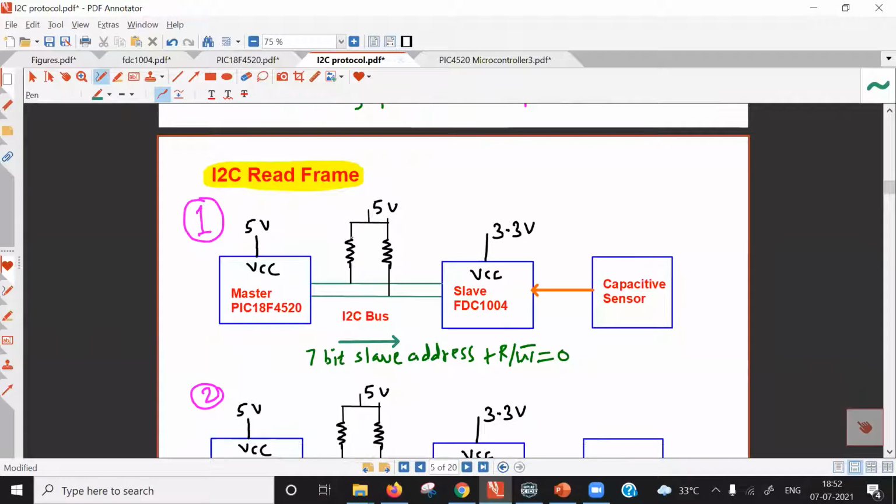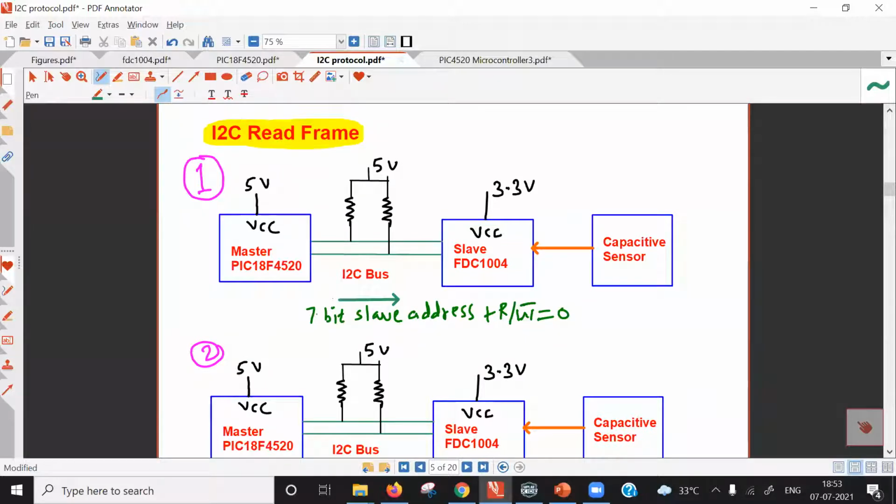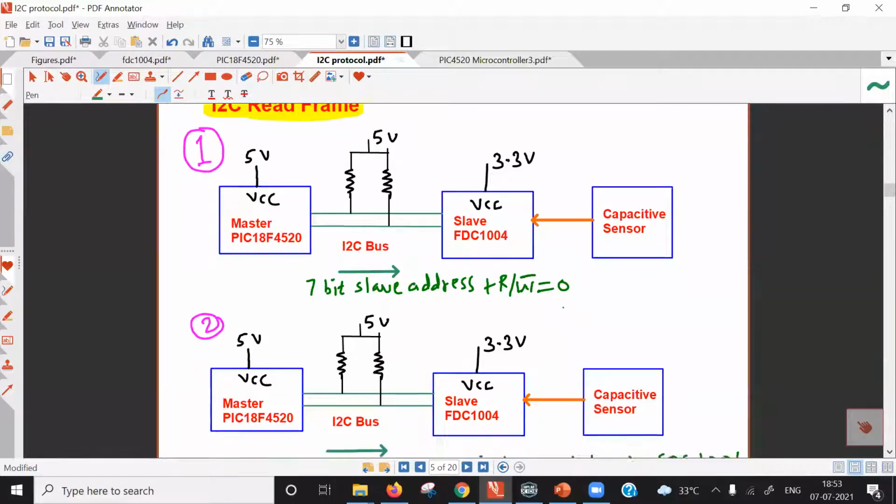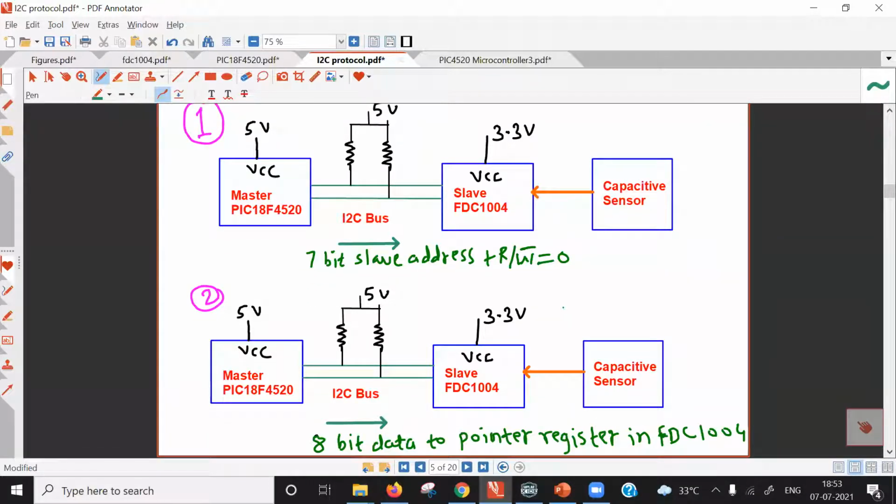Now, I2C read frame. In the I2C read frame, the master initiates a start condition on the I2C bus, and even though it is a read frame, the master must first of all transmit the slave address. So the slave address must be transmitted. Slave address is 7 bits plus the read/write bit. In the read frame also, the second byte will be written to the pointer register. So we must load the pointer register with the appropriate value so that it points to the required register for the read operation in the next cycles.